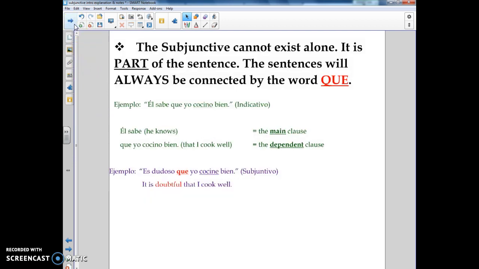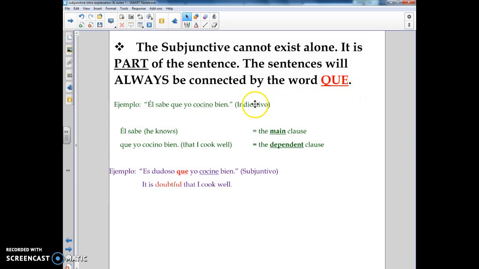Okay, so the subjunctive cannot exist alone. This is sort of what I was just saying. It is always part of the sentence, and it will always be connected by something. Typically, it's going to be connected by the word que. Que in the middle of the sentence. And remember, que in English means that.